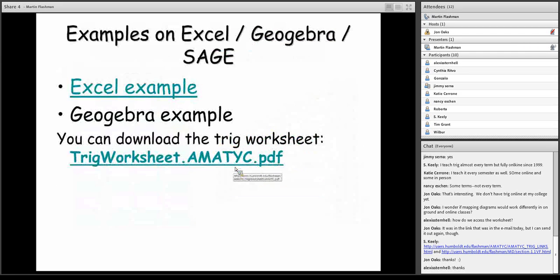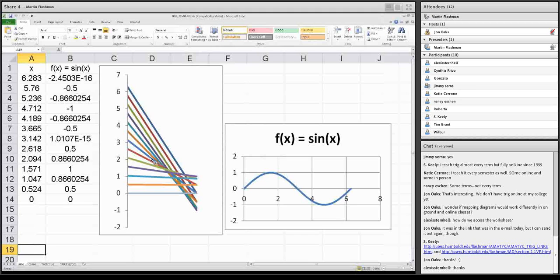Okay, I've got a couple of other examples of mapping diagrams to show you here. First, I want to show you an example in Excel. This is actually the trig functions, but I want to show you a little bit about how Excel will make this. So this is a trig function. Here's the graph of the sine, and this is a mapping diagram for the sine going from 0 up until 2 pi. And you can see that the arrows, they're not arrows, but they're going up and down.